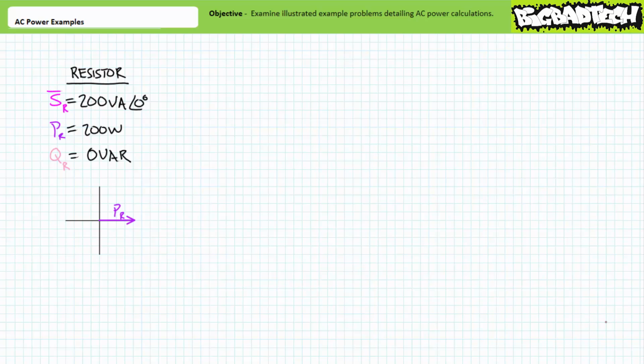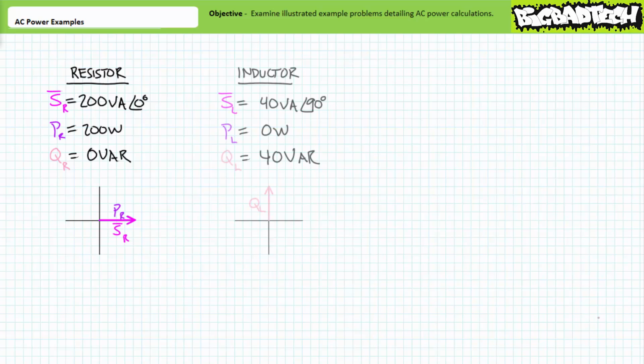As examples of this division of apparent power into solely real or solely reactive components, consider a resistor experiencing 200 volt amperes of apparent power at an angle of 0 degrees, 200 watts of which is being dissipated as real power since none of it is being directed towards a reactive interchange. In this case, the apparent power vector perfectly overlaps the real power component.